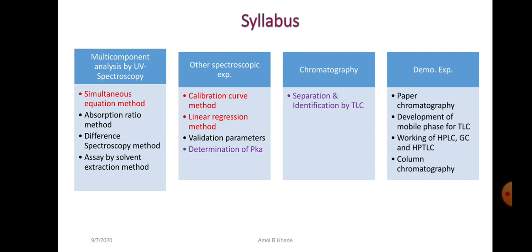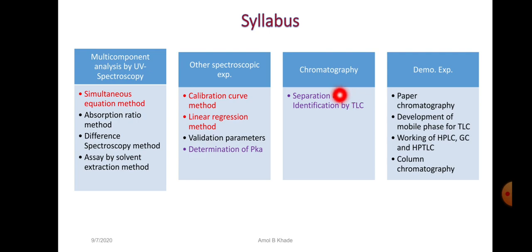The third one is validation parameters. So we will be taking a particular formulation and we will be finding three parameters. We will be checking accuracy, precision and linearity. Okay, so that is the third one. And the fourth one is the determination of pKa using a UV spectrophotometer. In the same Sem 5, that is PA2, we have studied determination of pKa using a potentiometer, but this time we will be using a UV spectrophotometer.